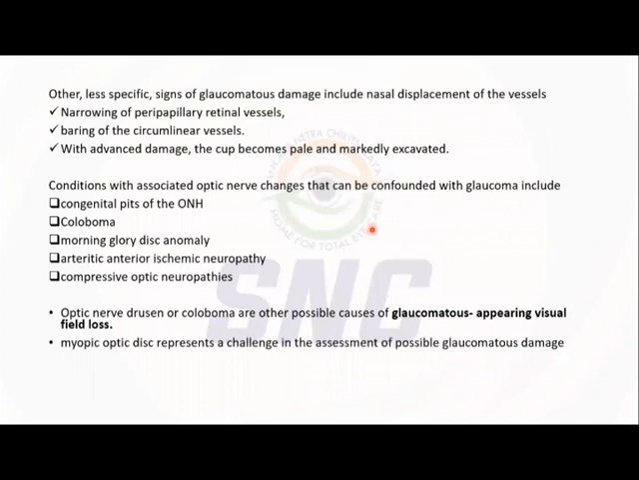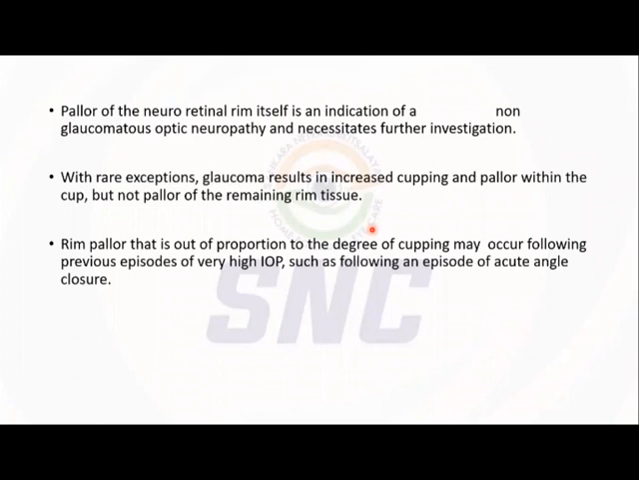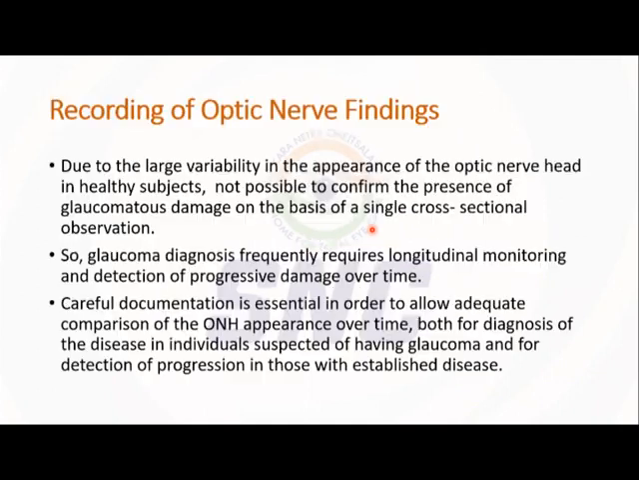Optic nerve hypertrophy or coloboma are possible causes of glaucoma-appearing visual field loss also. And a myopic disc represents a challenge in the assessment of glaucomatous damage. Pallor of the neuroretinal rim itself is an indication of a non-glaucomatous optic neuropathy and it necessitates further investigation before diagnosing glaucoma. With rare exceptions, glaucoma results in increased cupping and pallor within the cup, but not pallor of the remaining rim tissue. Rim pallor that is out of proportion to the degree of cupping may occur following previous episodes of high IOP, such as an acute angle closure glaucoma episode.